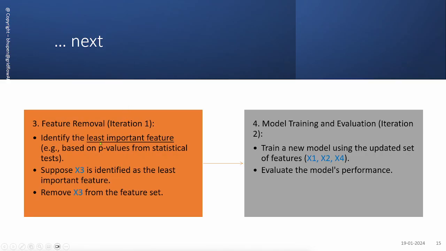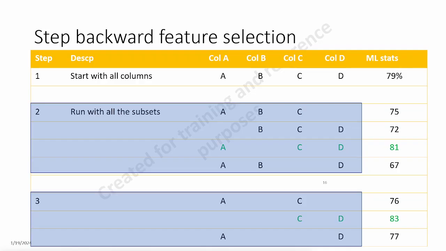Now we're going to find the least important feature out of the four features that we have. Let's say x3 is the candidate column which can be removed. Next step, without x3, which is x1, x2, and x4, train the model and evaluate. So essentially, this is a looping process till you get the best three or top three or desired number.